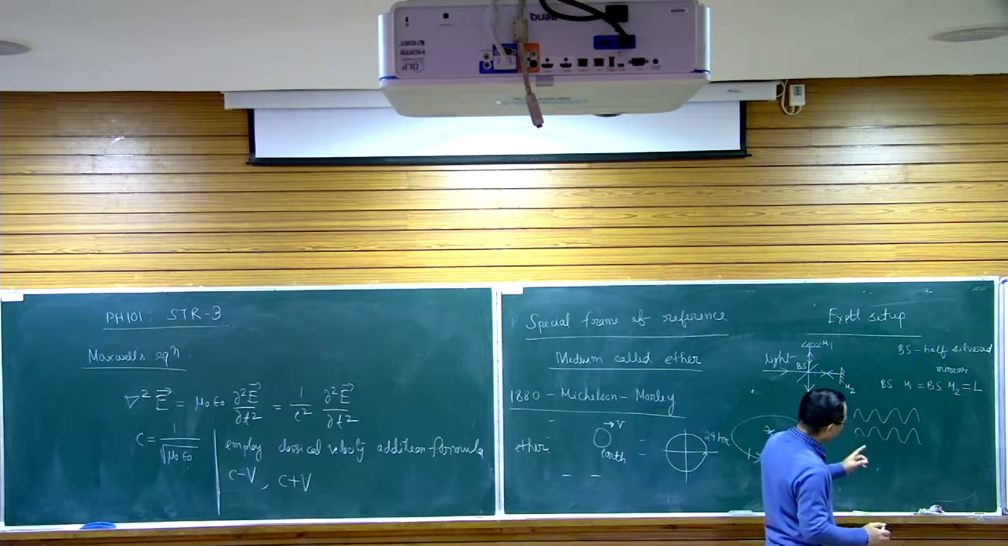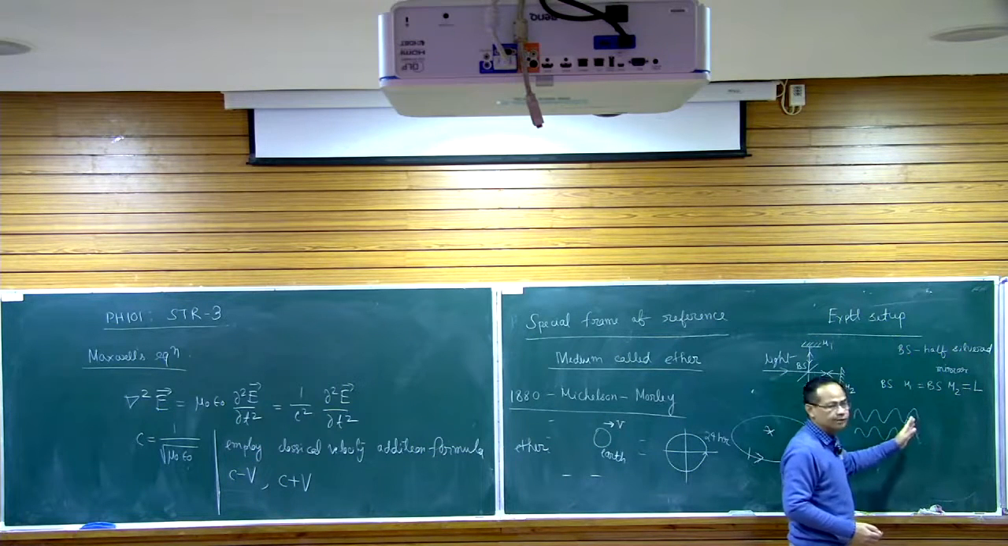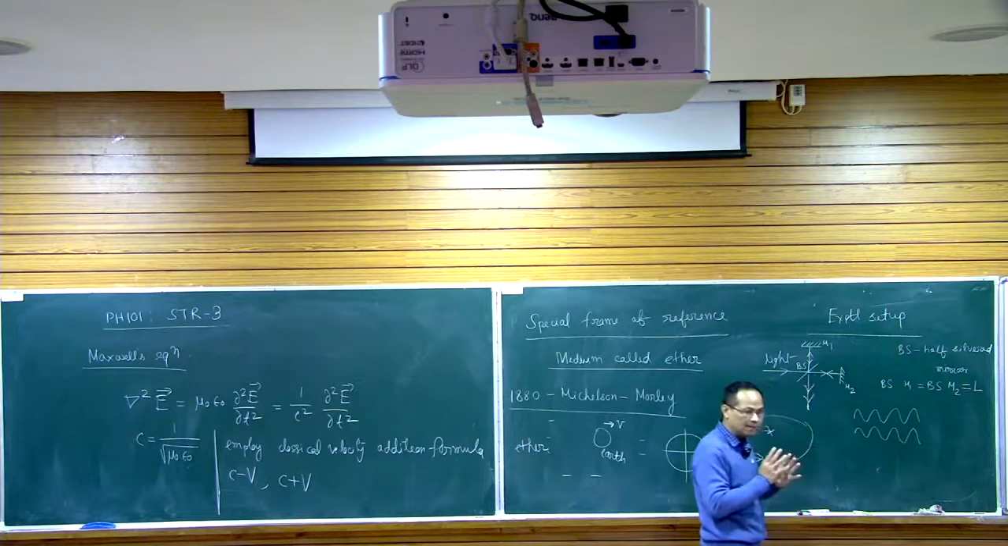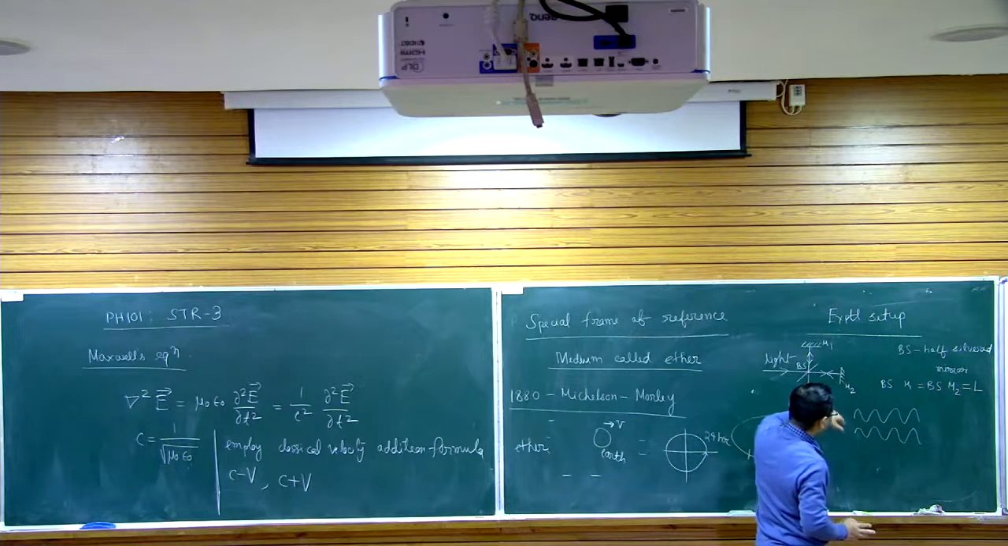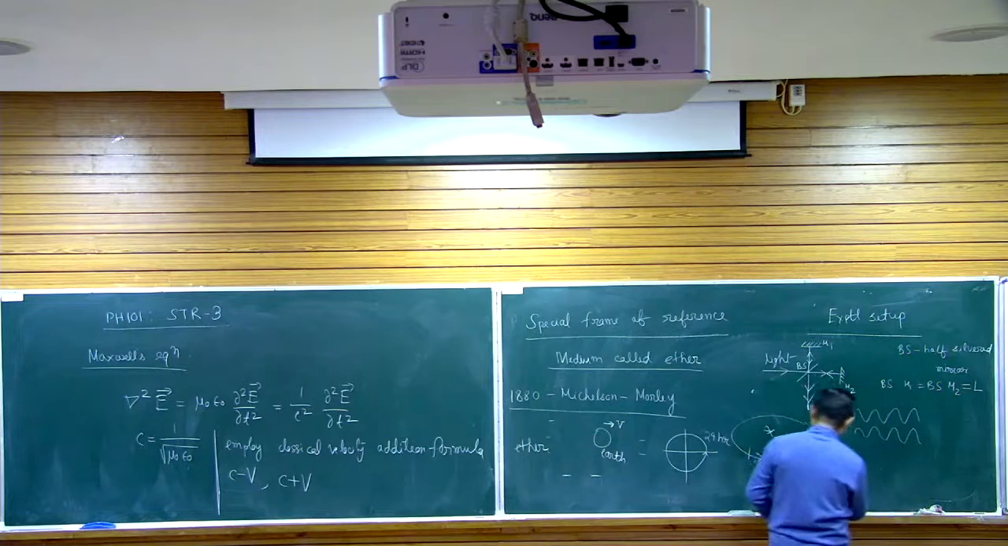And when there is a zero phase difference, there will be a maximum intensity. It is also called the interference maximum. So the detector here will give you the maximum signal. But if the two waves are not meeting with zero phase difference, let us say something like this.